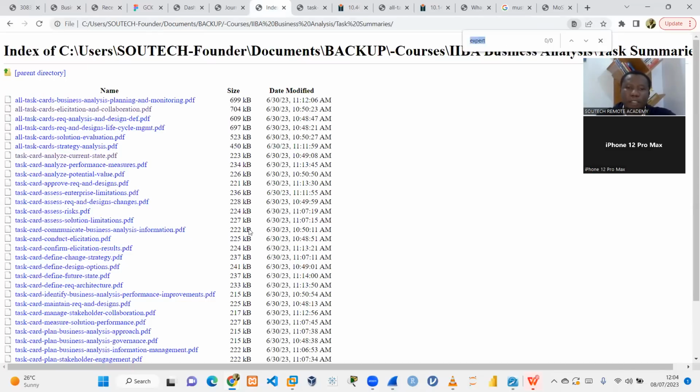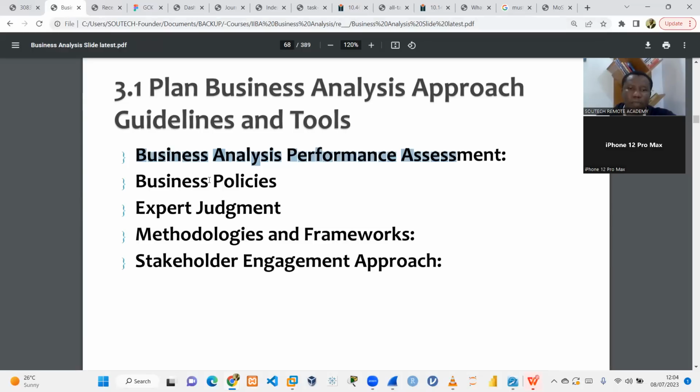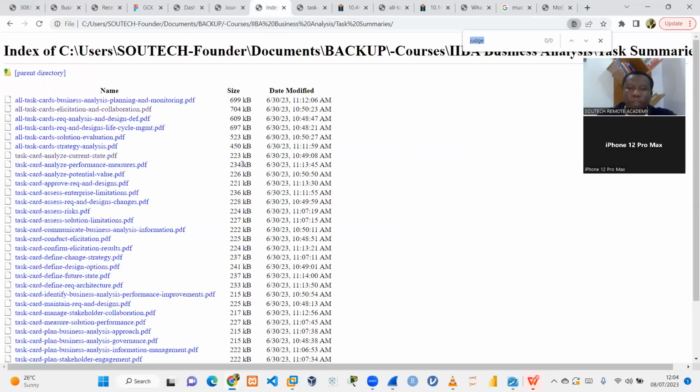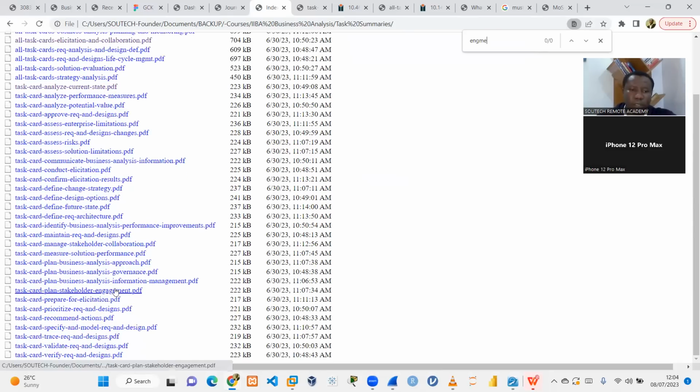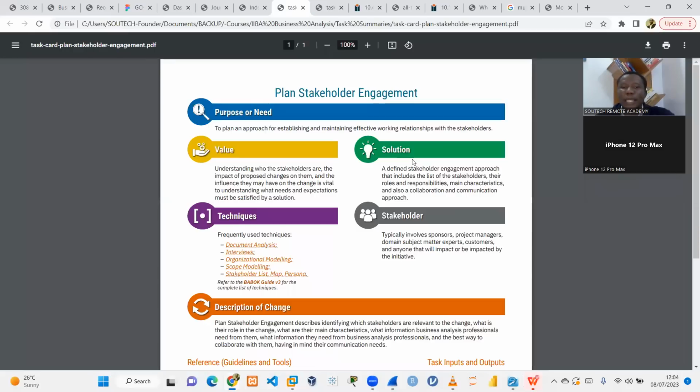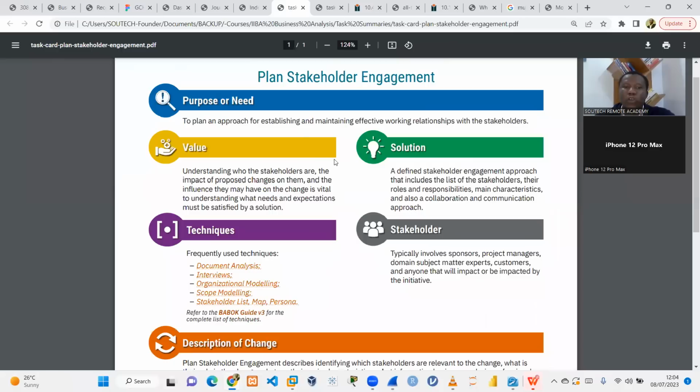Expert. Okay, just a second. Okay, I can't find expert judgment. Second. That's a business engagement approach. Okay, because stakeholders engagement. So look at stakeholders engagement.